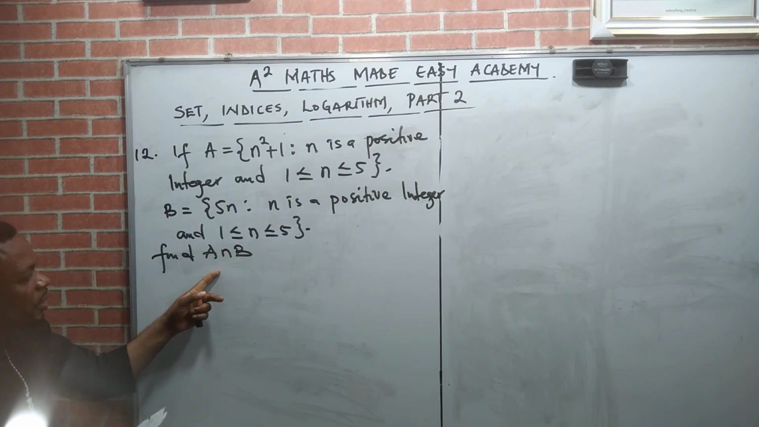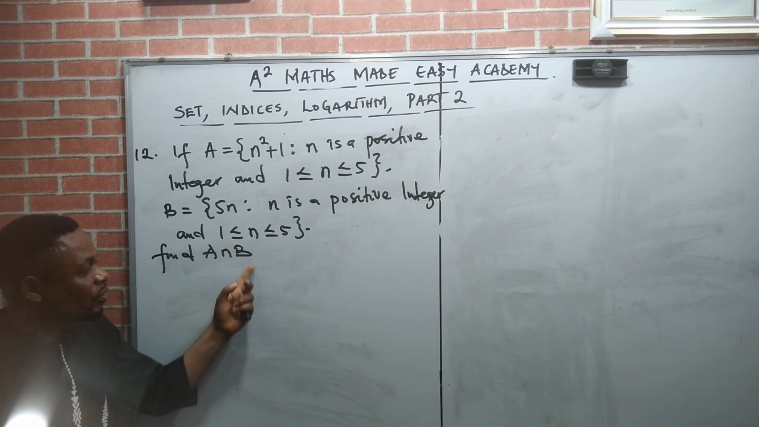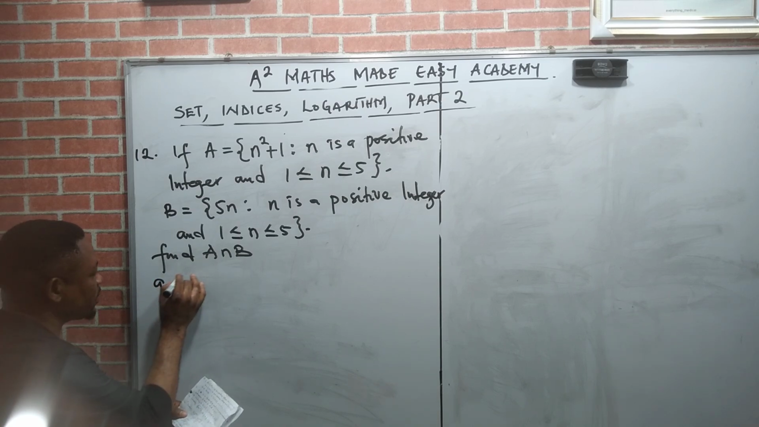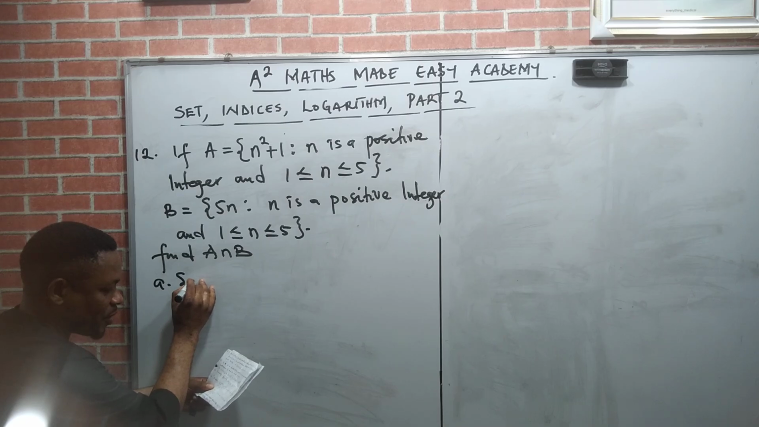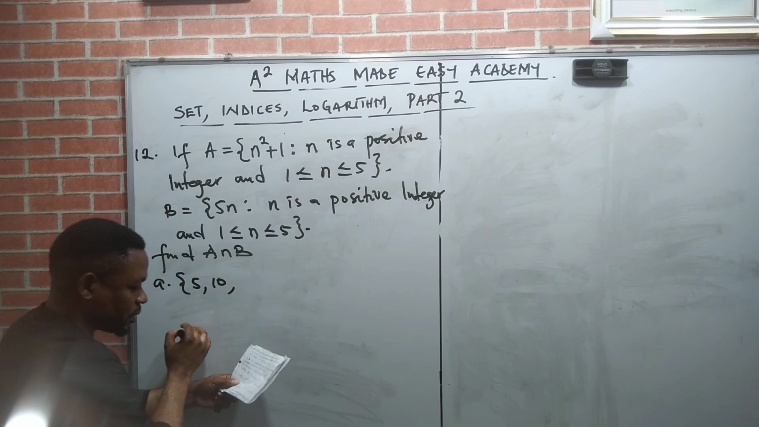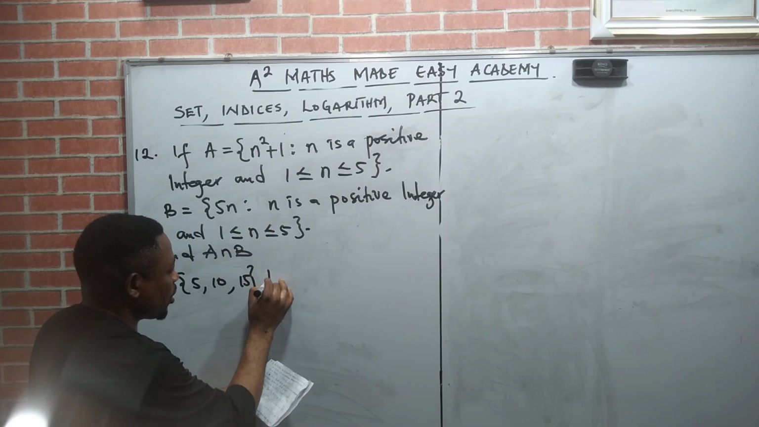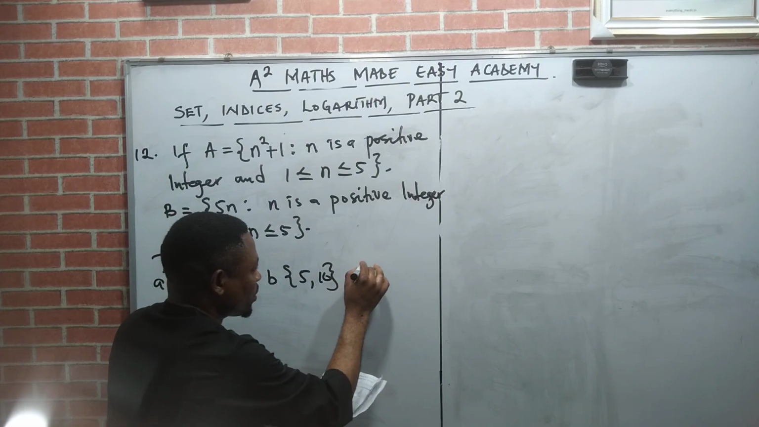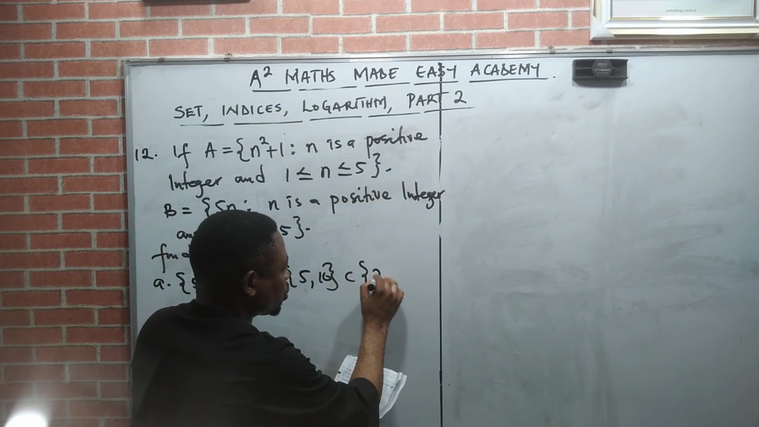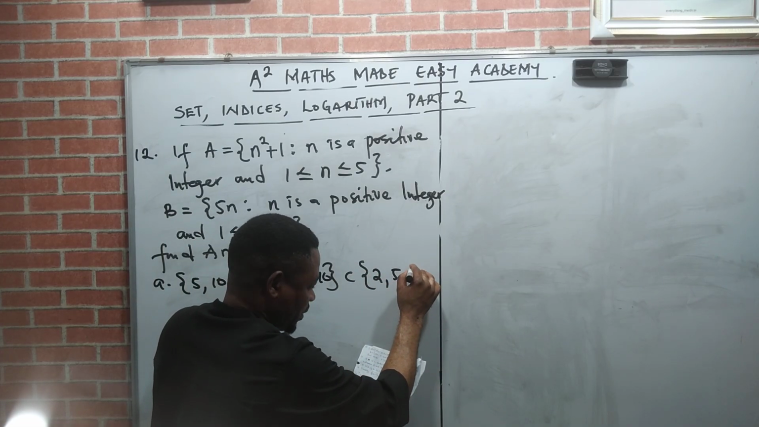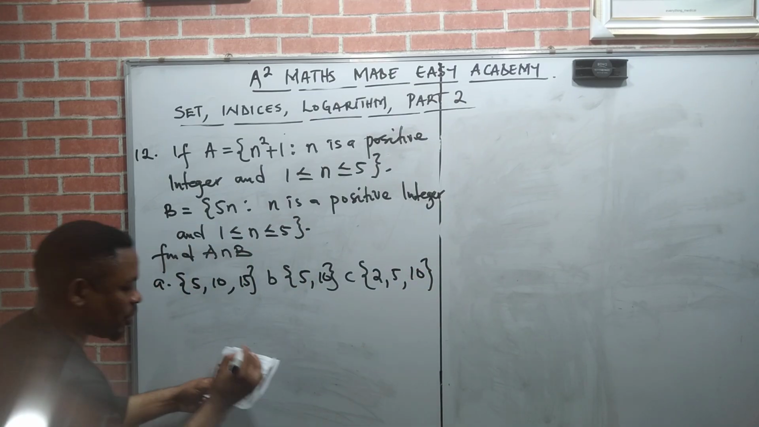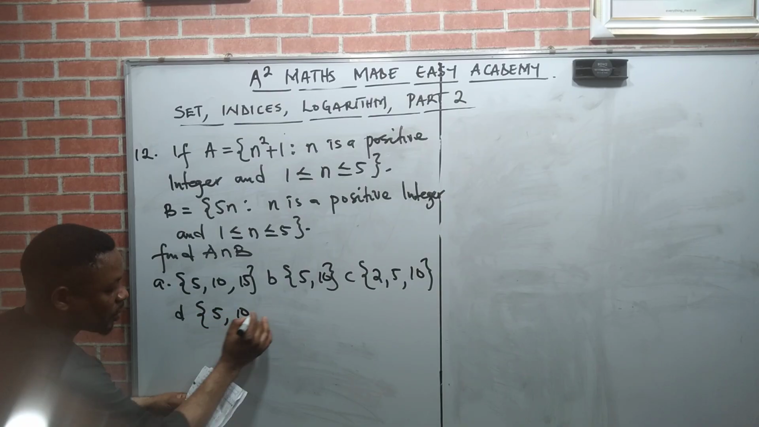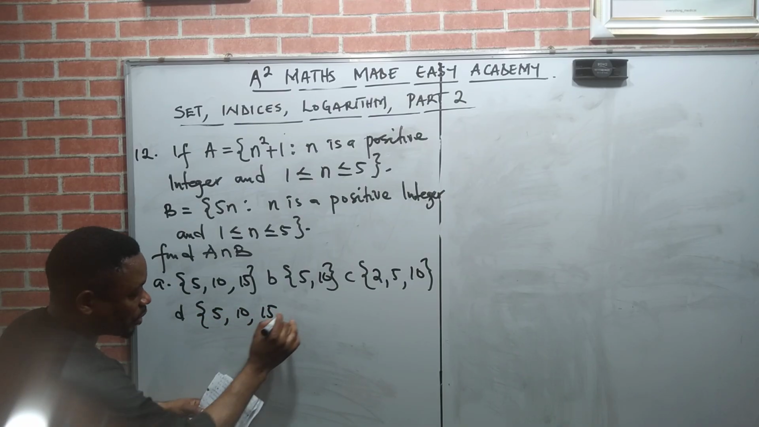We are looking for what is common between set A and set B. Now what are the options? I want you to watch. Option A says set of 5, 10, then 15. Then option B says set of 5, 10. Option C says set of 2, 5, 10. Then option D says 5, 10, 15, and 20.